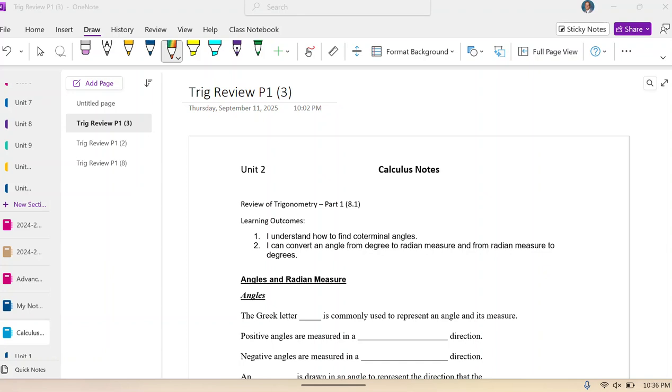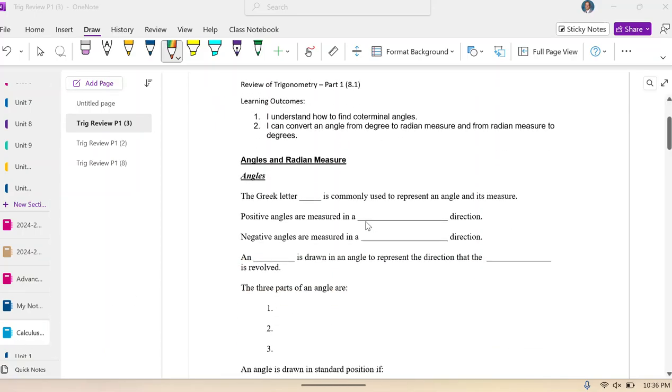Welcome to tonight's video on the review of trigonometry. Today we're going to start with angles and radian measure. Remember, whenever we have a letter, the Greek letter theta is commonly used to represent an angle and its measure.